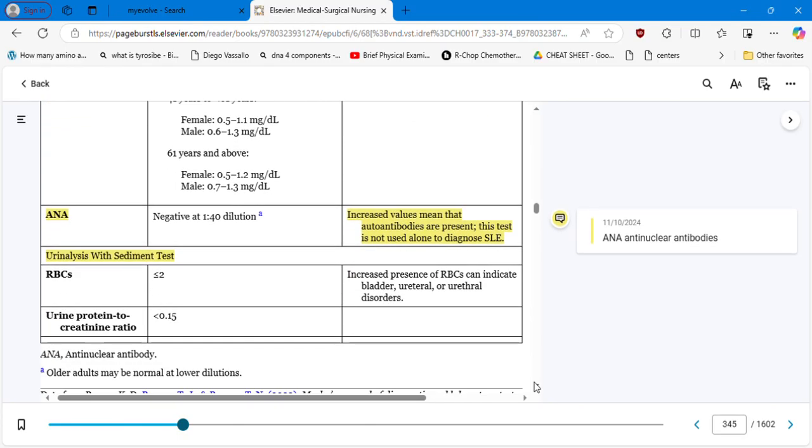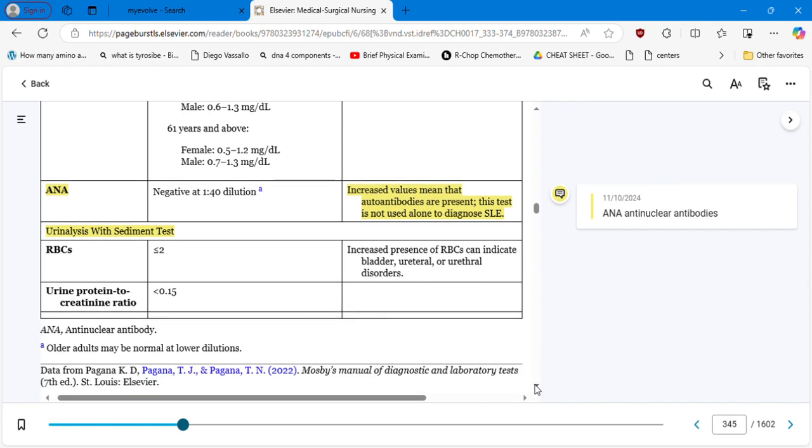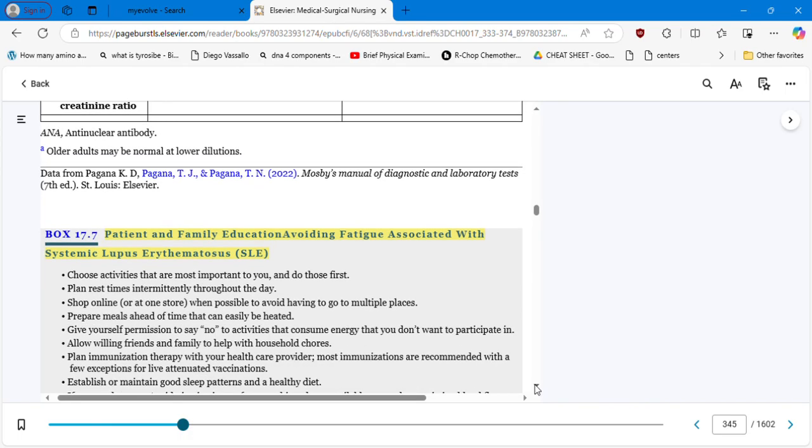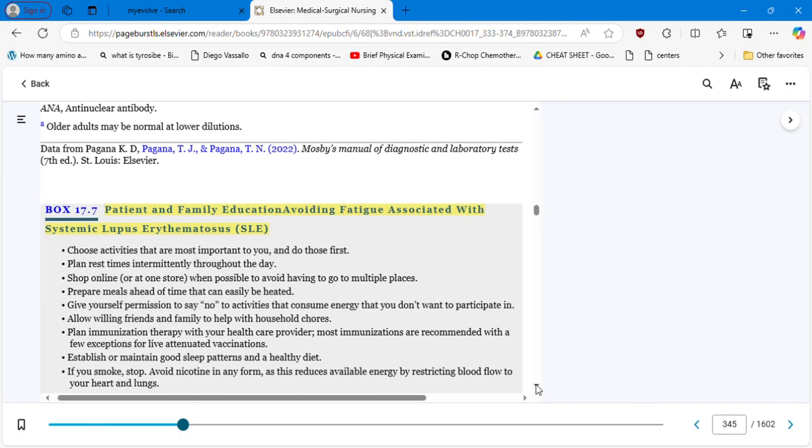Also, the doctor will order your ANA, which is anti-nuclear antibodies, and is going to be increased when antibodies are present. This test is not used alone to diagnose SLE, but also is going to be used with other tests that we are mentioning right now. Your urine analysis with sediment test, they are going to look for RBCs and urine protein to creatinine ratio. So you don't have to memorize these, but whenever you have a patient with SLE and you are able to see the blood work, you're going to be able to understand, right?